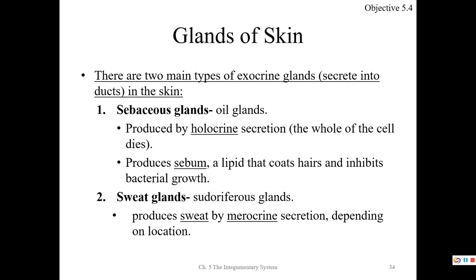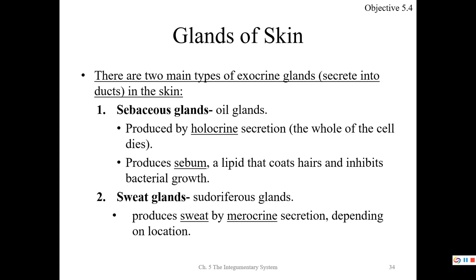There are glands. These glands secrete into ducts and onto the skin. They are exocrine, so they secrete into ducts. There are sebaceous glands. They are oil glands. They are produced by holocrine secretion. The whole of the cell dies. They produce sebum. Sebum is a lipid that coats hairs and inhibits bacterial growth.